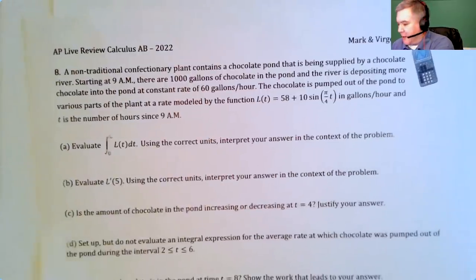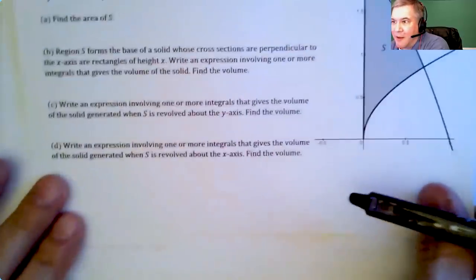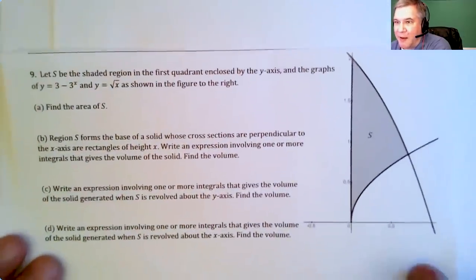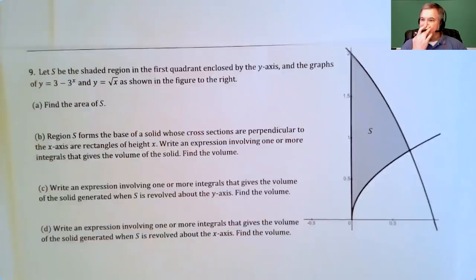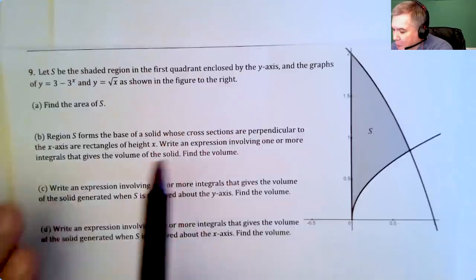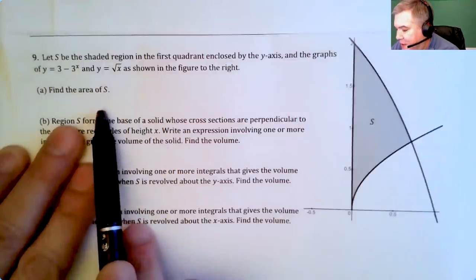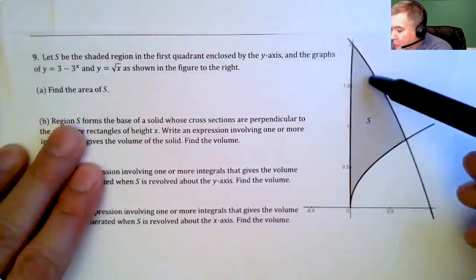Okay, so this is number 8, which we just did. So I'm going to do a little paper folding. We're looking at 9, just B and D. Number 9. And scoot it down a little bit. And we've got, let S be the shaded region in the first quadrant, enclosed by the y-axis and the graphs of y equals 3 minus 3 to the x and y equals the square root of x, as shown in the figure to the right. We have this nice figure over here. Find the area of S, and then a couple of volume questions, but let's go ahead and just knock off this area. We're not going to do the area because we do want to save time for some other problems. And this is something you guys have been doing for a while. But you do notice they're not labeled.